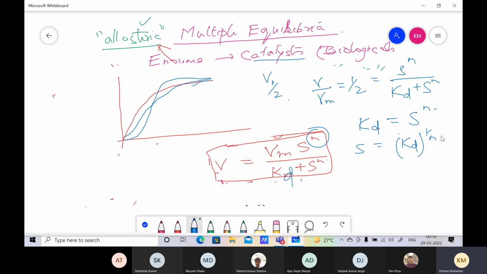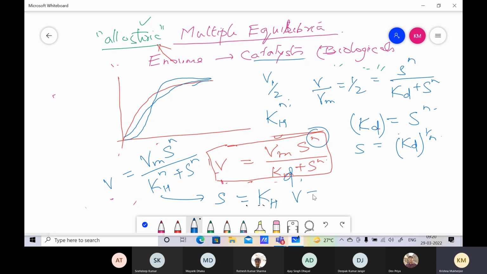Right? And so many times people write this Kd, just for convenience, so that the half maximum velocity is at Kh, we write it as Kh raised to n. So in biochemistry textbooks, sometimes you will see V is equal to Vmax S star raised to n upon Kh raised to n plus S star raised to n, where Kh is the half maximum velocity in the sense that we use Km, where when S is equal to Kh, V is equal to half Vmax.